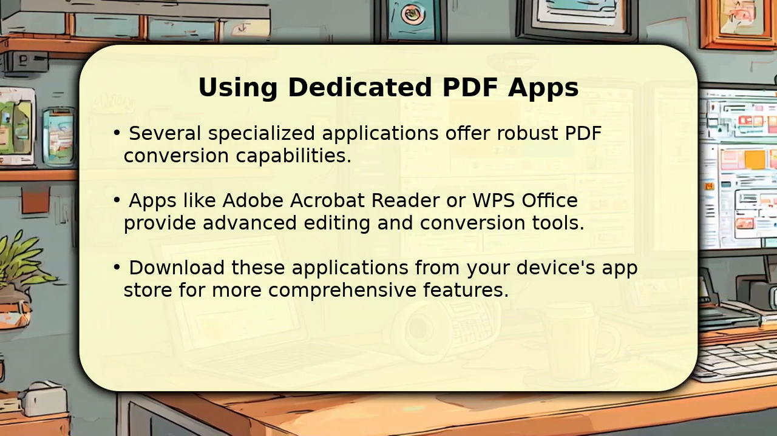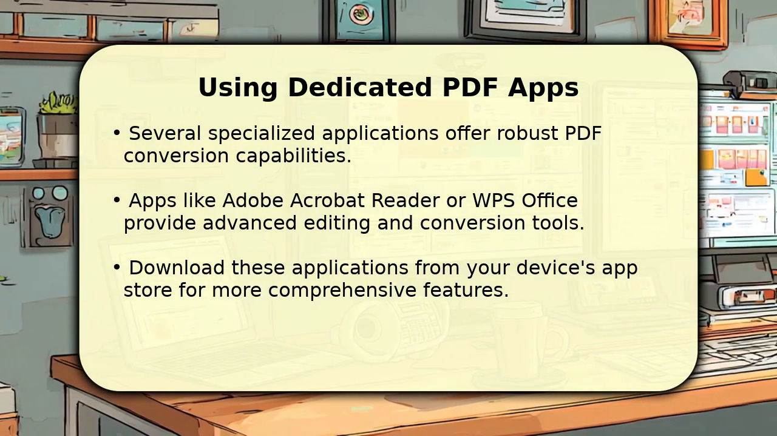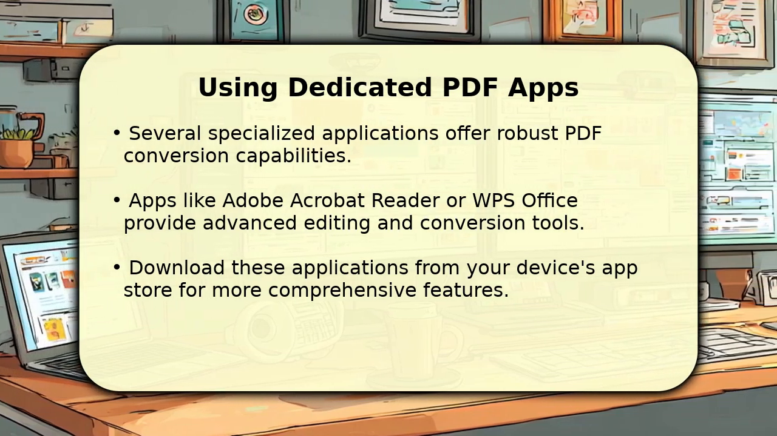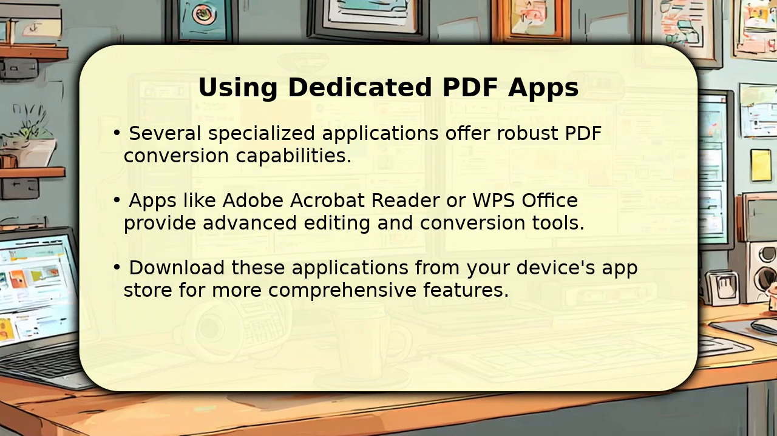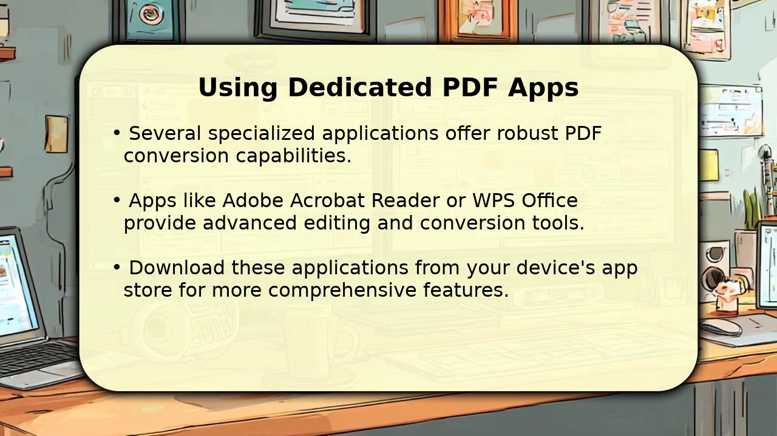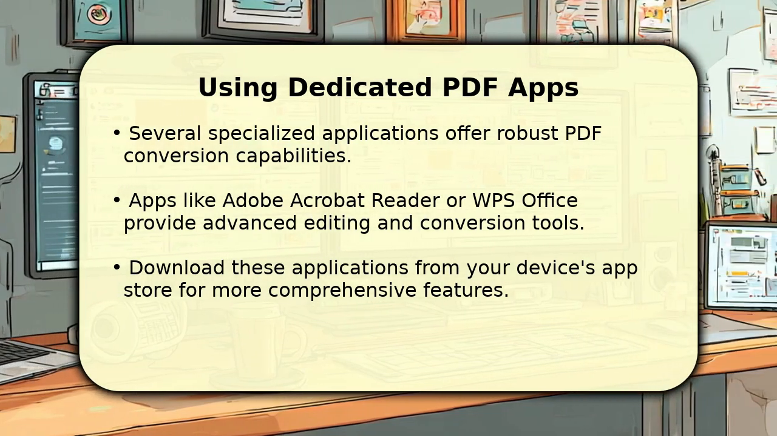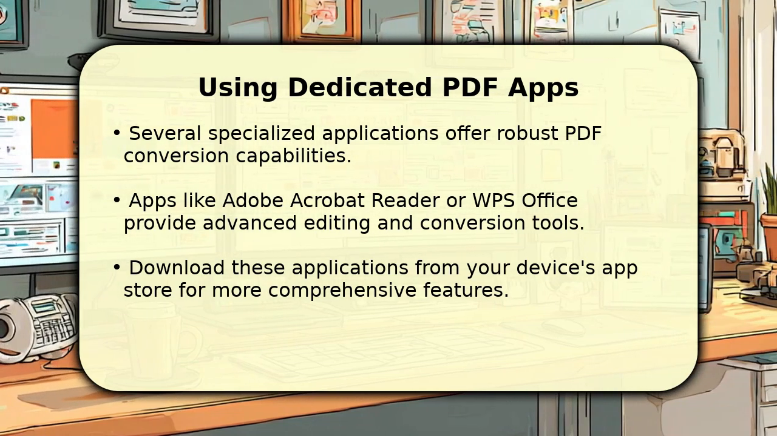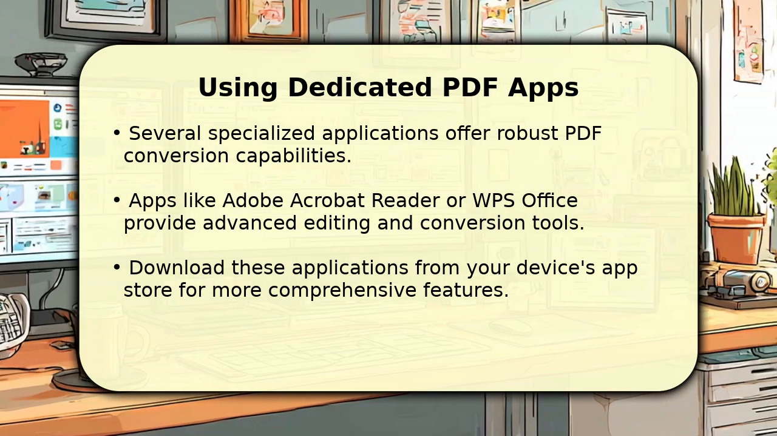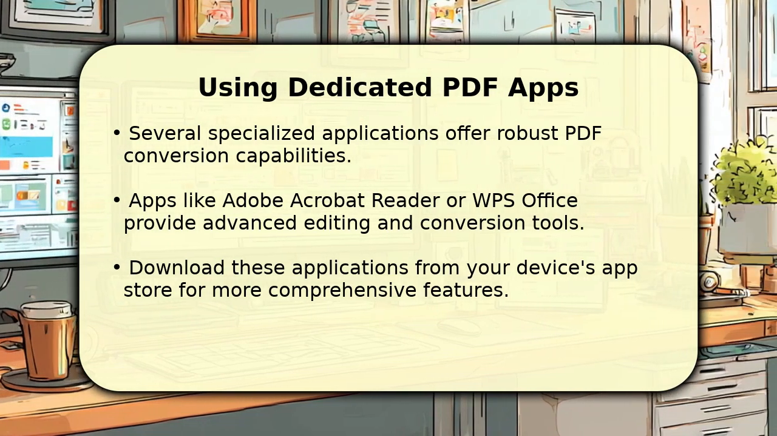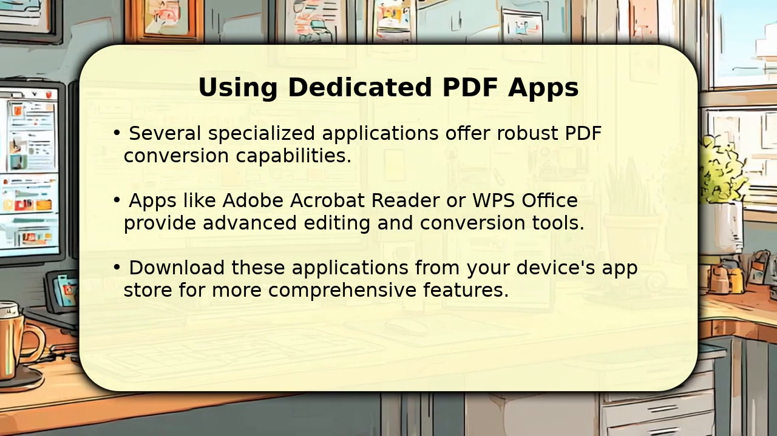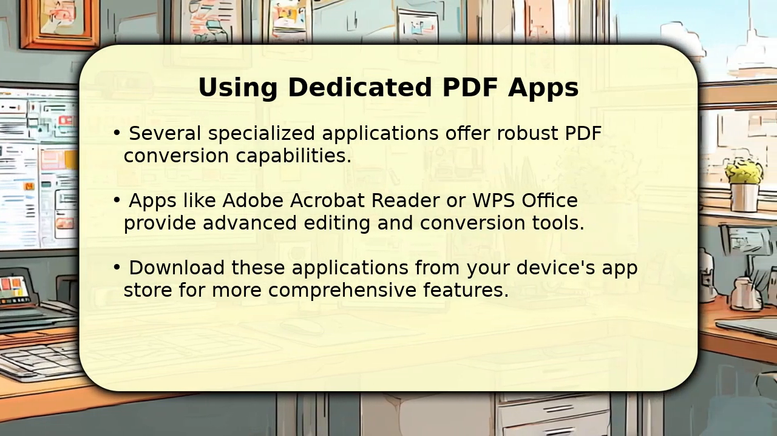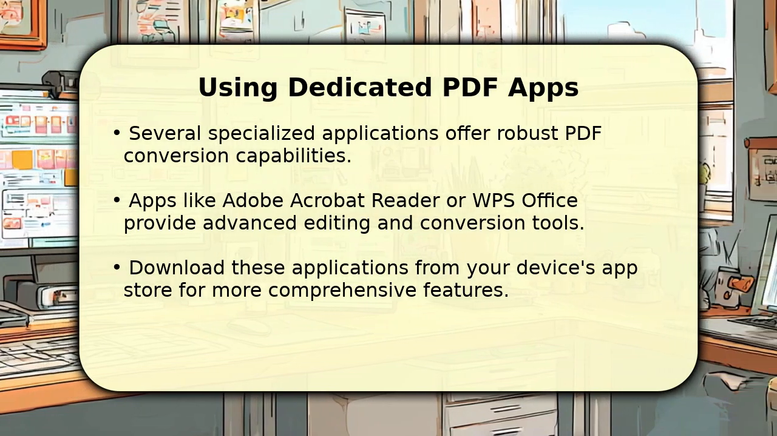For more control, or if your app lacks a built-in option, consider using a dedicated PDF converter application. Apps such as Adobe Acrobat Reader, WPS Office, or similar tools are available for free download from your mobile app store. Once installed, you can open your document directly within these apps or import it for conversion. These dedicated applications often provide extra features like merging multiple documents, reordering pages, or even basic editing before final conversion. They offer a powerful solution for frequent PDF conversion needs on your mobile device.